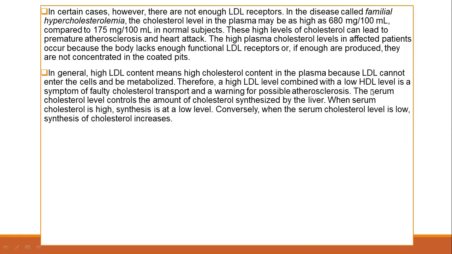And kung low ang imong HDL, okay, wala pa niya nabalik into the liver. It's the HDL that carries the cholesterol back to the liver, no? So pag blood test mo and you have a very high LDL level and low HDL level, it means that it is a warning for a possible atherosclerosis. Ang doctor, it is a warning for a possible atherosclerosis.